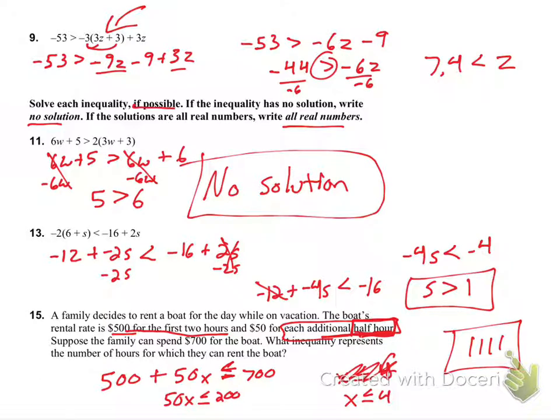If I plug that in, the most that they can have is 4 hours, so in my equation, that'd be 200 plus 500, which would be equal to 700. So your final answer should be the first one which I had, which is x is less than or equal to 4.